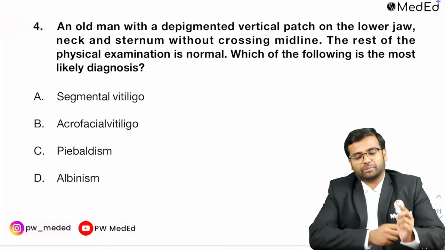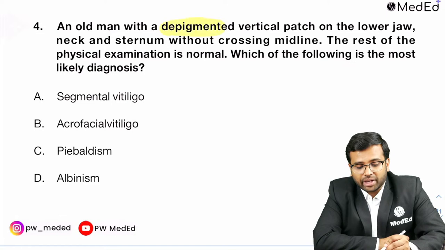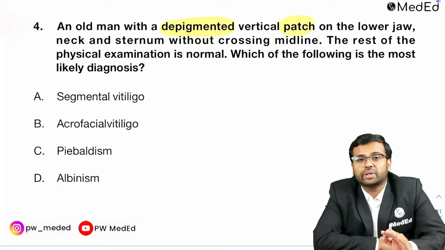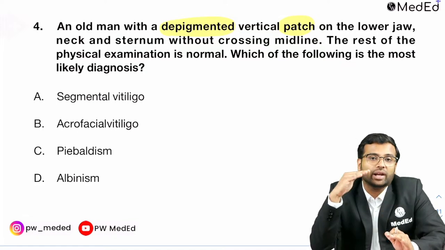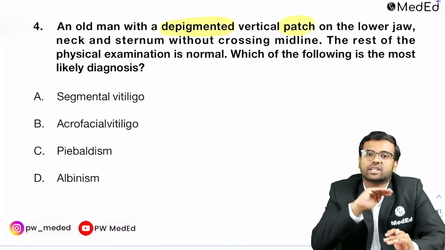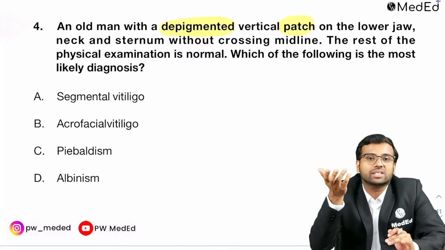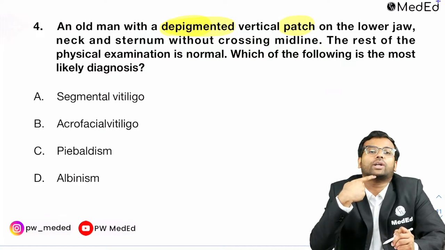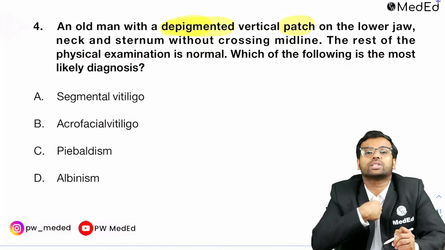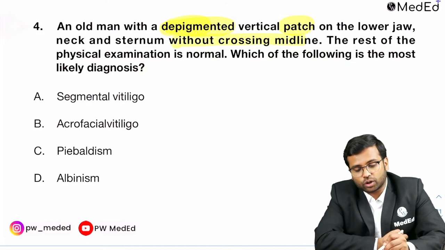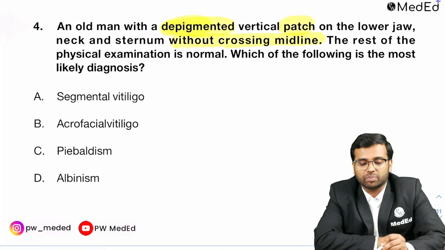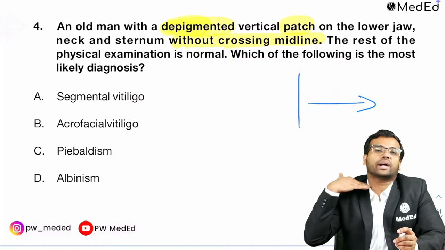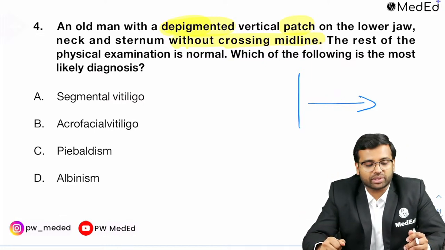So there is an old man and he has a depigmented patch. A patch means it is a lesion in which there is no elevation, no depression. Patch means there is only a change in color, and here it is a depigmented patch. Now, this is present over the lower jaw, over the neck, over the sternum. However, there is no crossing of the midline, which means this lesion is present only towards one side of the body. Now, what is the most likely diagnosis?